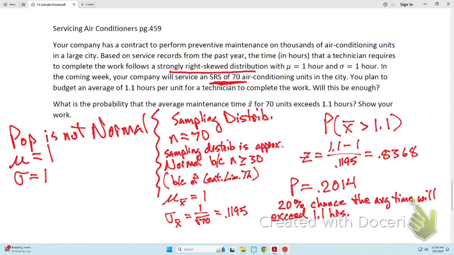I would say most of the time that's going to be enough of an expected value, but 20% of the time it's going to exceed it. I would bump it up so that you're not surprised by the amount of time it takes to get work done. Probably should raise the budgeted time, average time, I should say, to complete work. And that's it. That's the central limit theorem.